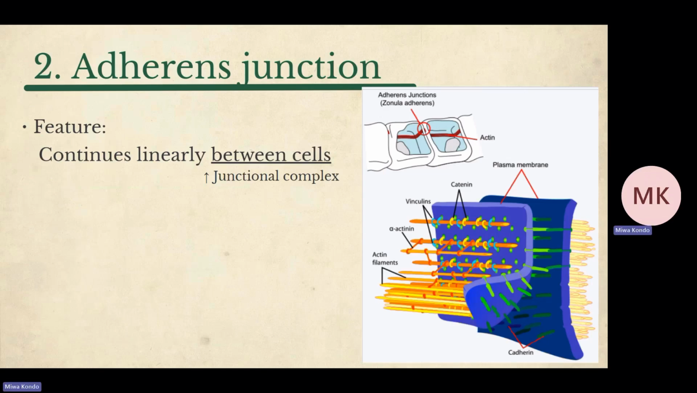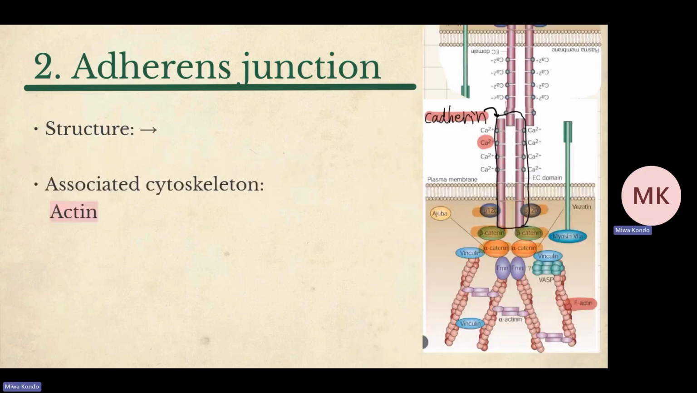Next, adherens junction. Just like tight junctions, adherens junctions form continuous seals between cells, making them part of the junctional complex. Adherens junctions are composed of proteins such as cadherin, p120, and catenin, and importantly, calcium ions. The calcium ions help ensure adhesion between the right type of cells. The associated cytoskeleton is also actin.